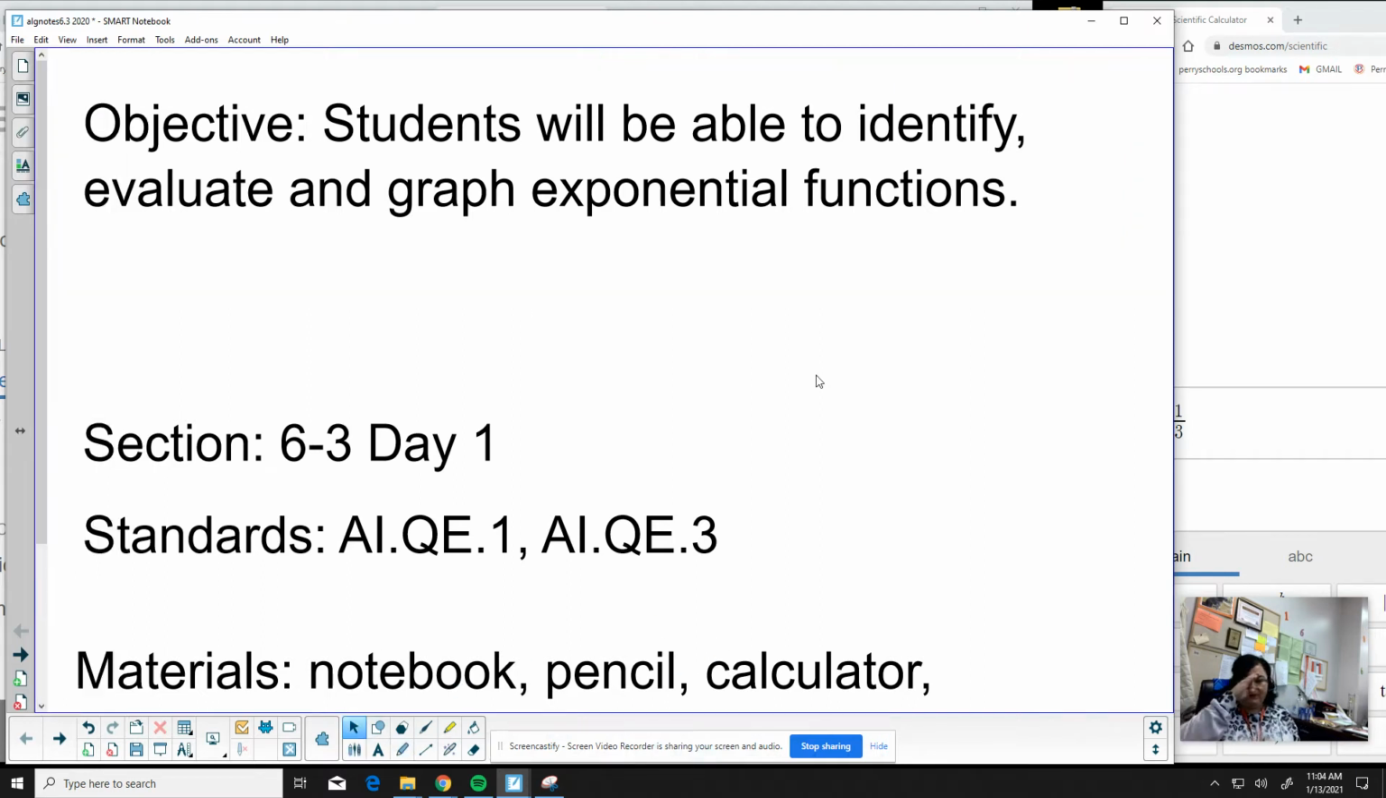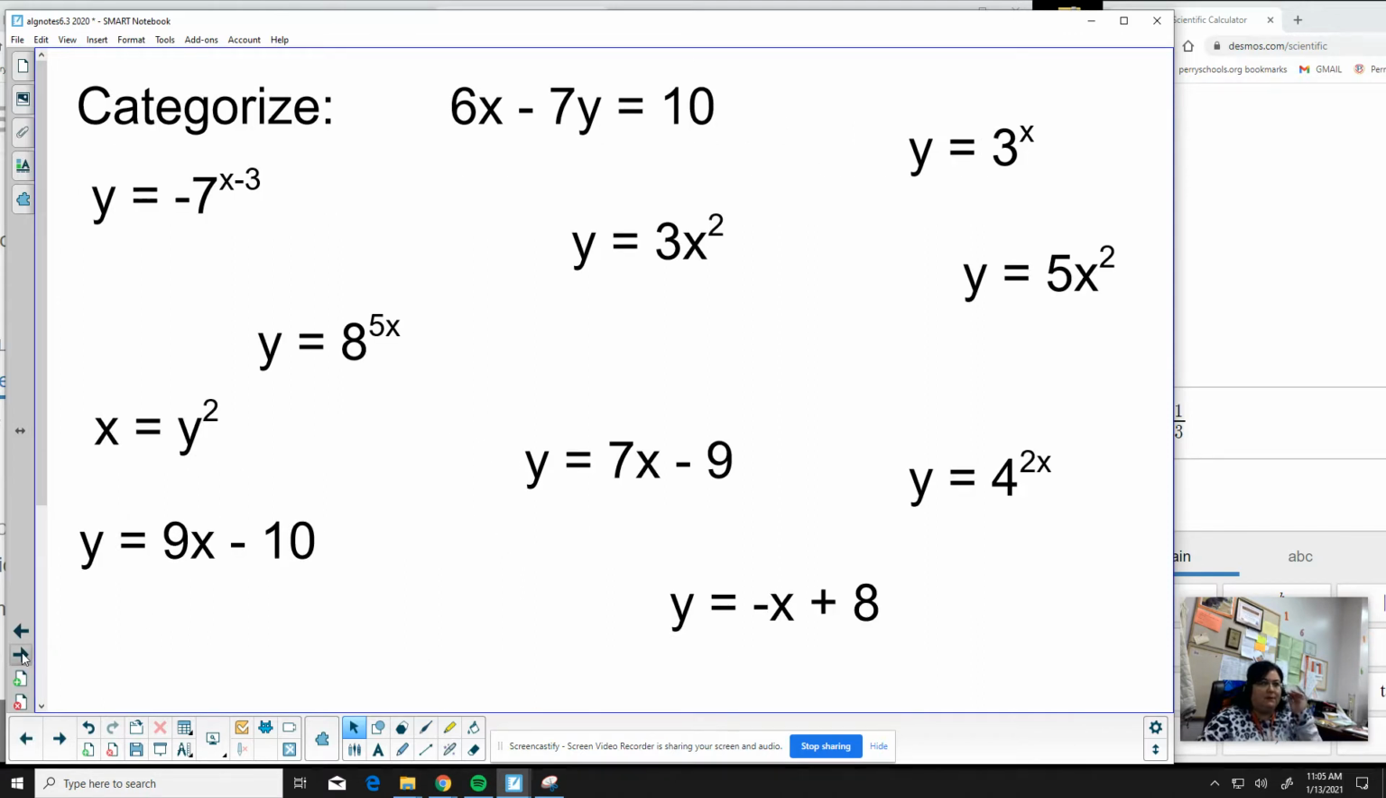We're going to go ahead and do the notes for 6.3, which is evaluating, identifying, and graphing exponential functions. This is a 2-day lesson, but we're going to put it in a quick 10-minute video, so I'm not going to do all of these. We'll just do a few of them.